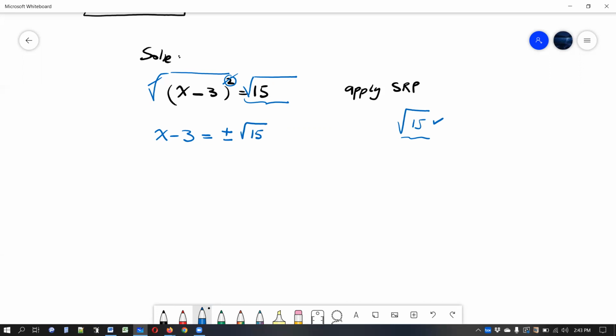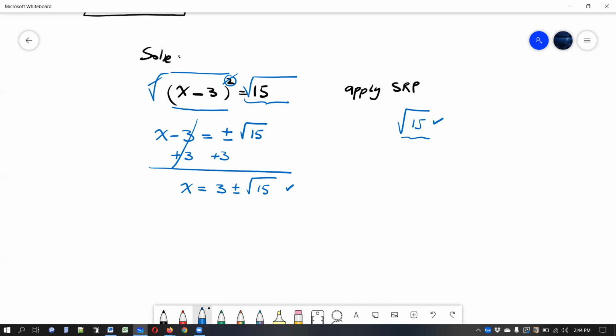My final step now is to solve for x. And this is a simple equation. All I need to do is add 3 to both sides. When I do, these two cancel. I end up with x equals 3 plus or minus radical 15. And that's my final answer. Yes, that's it. That is as simple as that. So applying the square root property is very straightforward, provided that you start with the factor squared isolated on the left.